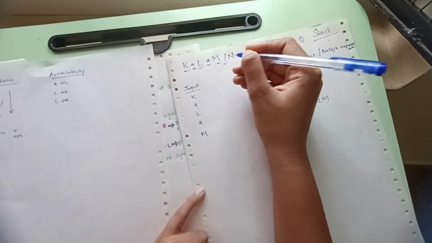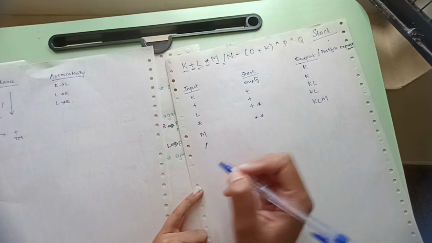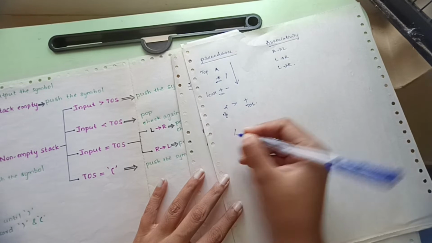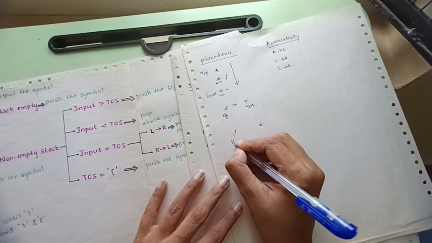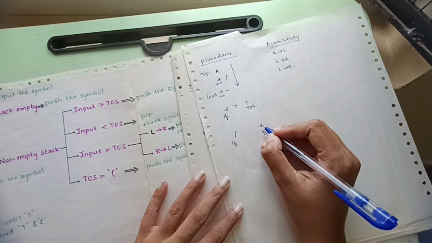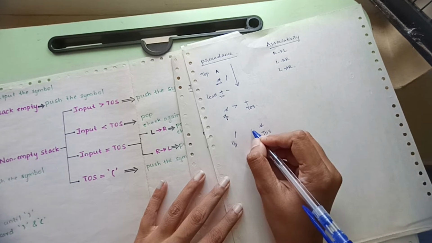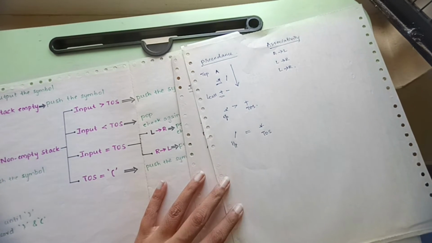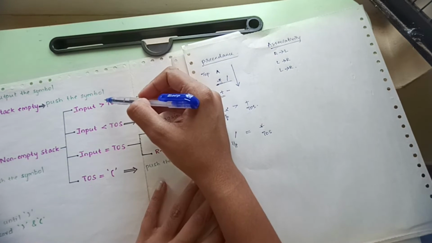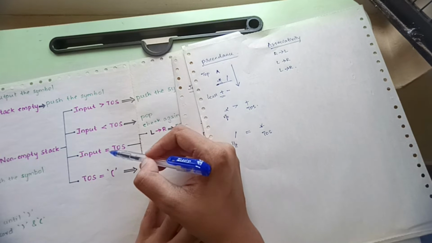Next is again an operator, slash. So now what do we have to do? We have the input as slash and the top of the stack as star. Input is slash and top of the stack is star. Both of these have the same precedence. So the condition here is input is equal to TOS.